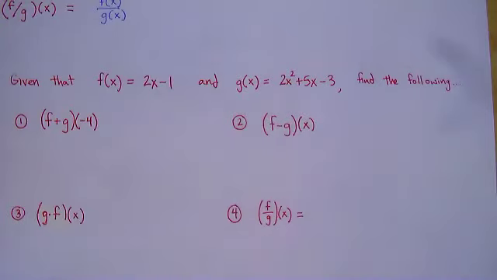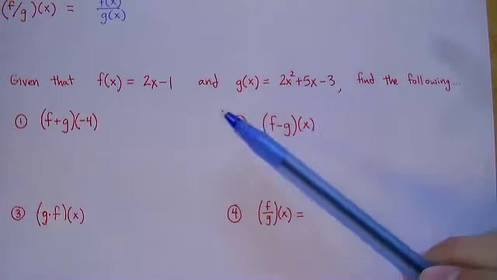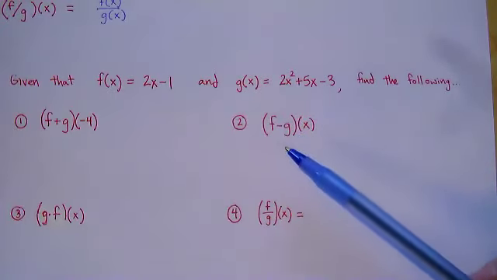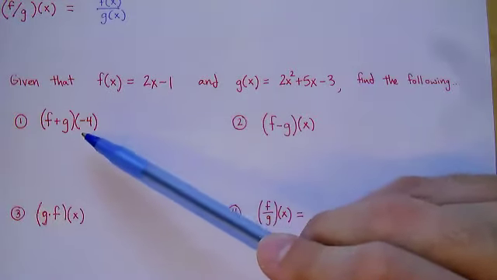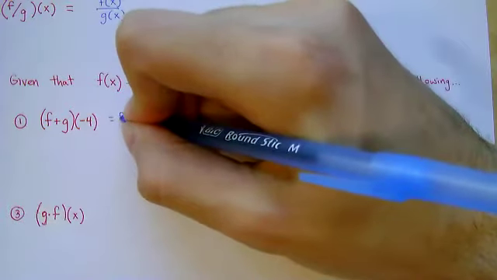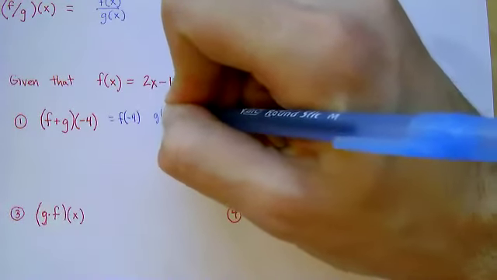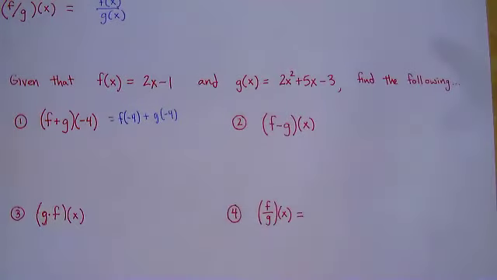In order to do these problems, they have to give you a function for f of x and for g of x, or whatever functions you're going to use. So these are just the functions that we have to use for this problem because they were given to us beforehand. If they ask you to find f plus g of negative 4, all that means is that you're going to find f of negative 4, you're going to find g of negative 4, and then you're just going to add your two answers together to get one big total.